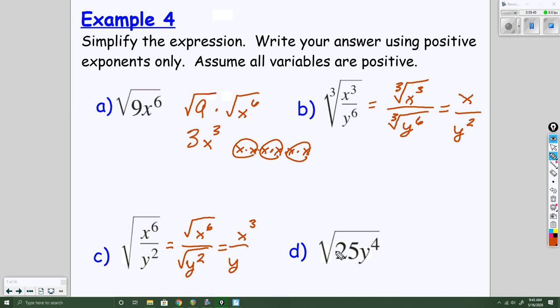And lastly, in part D, if you want to simplify this all at once, you don't have to split it up. That's just an extra step. The square root of 25 is 5. The square root of y to the 4th would be y squared.